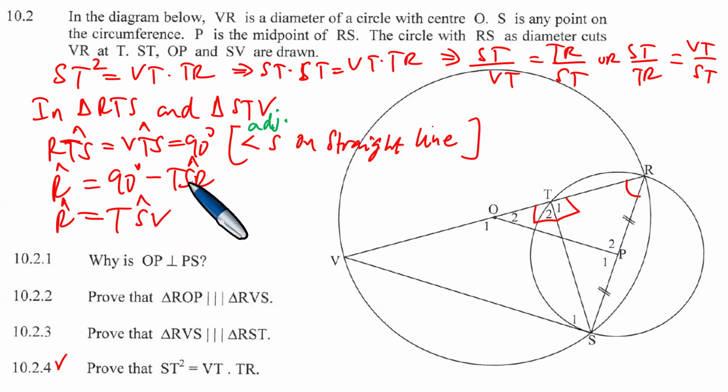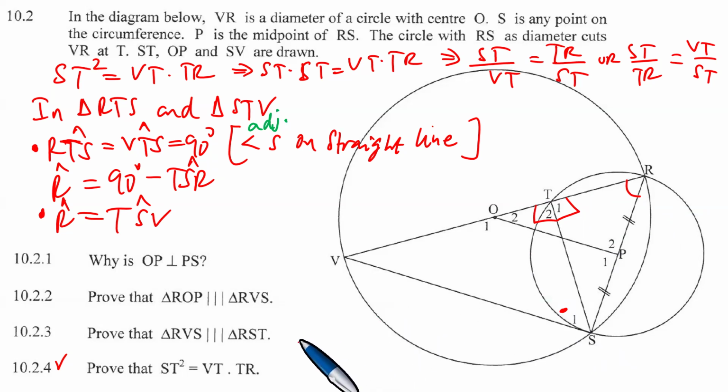Look at this. Very tricky to observe, but pay particular attention because now we're also establishing a very important result. We have seen that RTS is 90 degrees, but also VTS is 90 degrees, so these are adjacent angles on a straight line. The angle R is equal to the angle TSV.